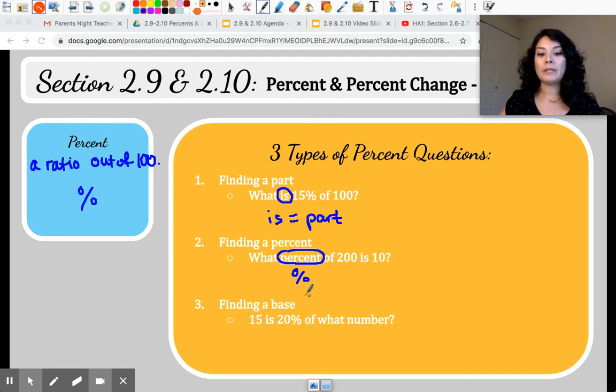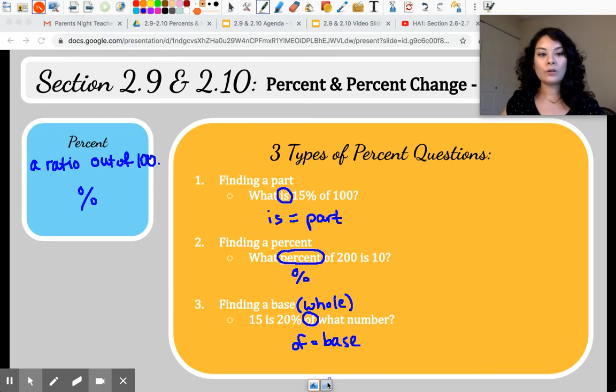Or finding a base. The base is sometimes also called the whole or the total. And the question could look something like this: 15 is 20% of what number? This keyword of is usually what we use to represent the base. Okay, so just some things to keep in mind.